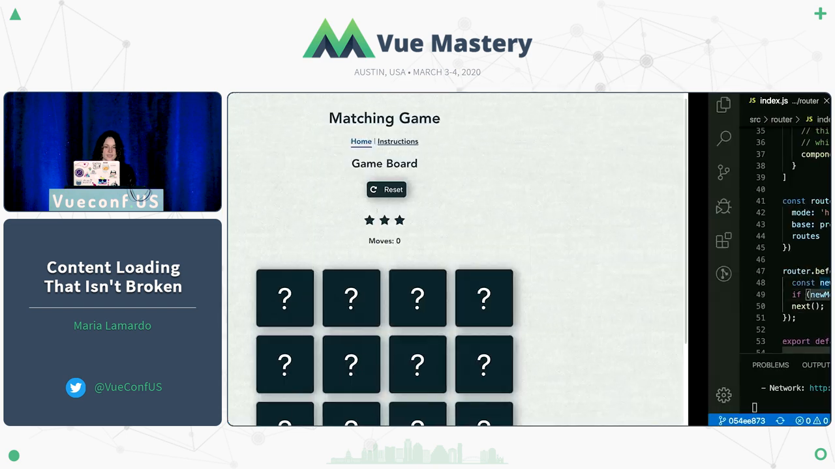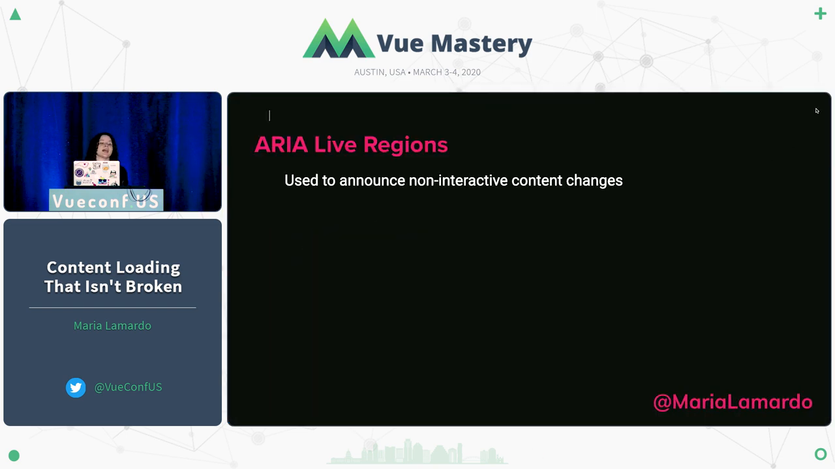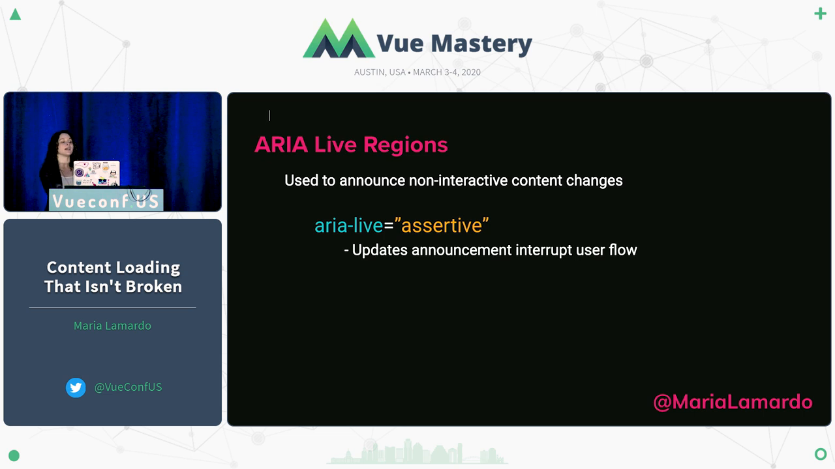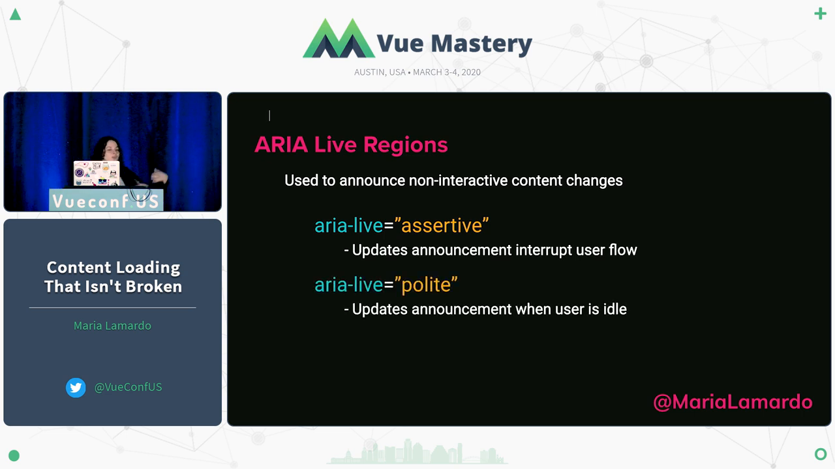So before I get into the code, I want to talk to you guys about ARIA live regions. ARIA live regions are used to announce non-active content changes. For example, a new route change or new content that has been loaded into your page. There's different types. There's aria-live assertive, which will update an announcement and interrupt the user flow. So for example, if my screen reader is reading this piece of content and something comes in the page that has this attribute, it will interrupt that user flow and tell me about this new content immediately. Whereas aria-live polite will continue finishing the content that I'm currently on and then tell me the new content that has loaded or any new information. And of course, the default is aria-live off.